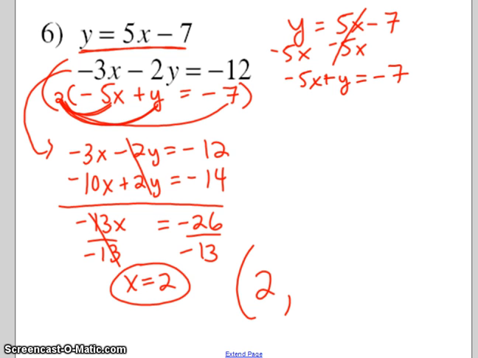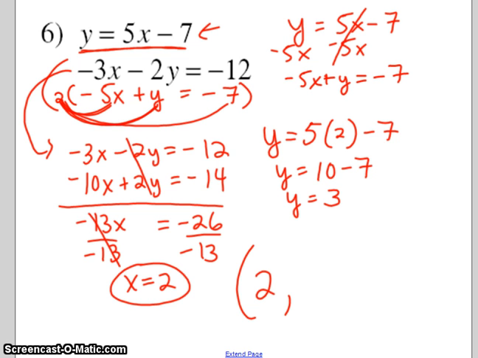Take either equation. I'm going to take this one again, because we didn't solve for y yet. y equals 5 times x, which is 2, minus 7. y equals 10 minus 7. y equals 3. So our answer is 2, 3.